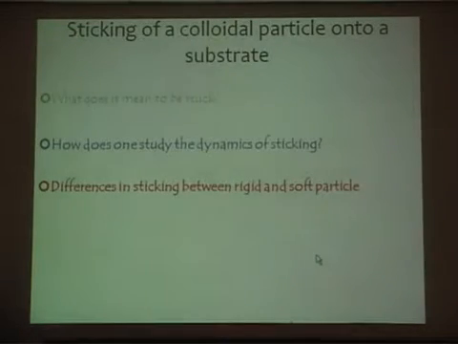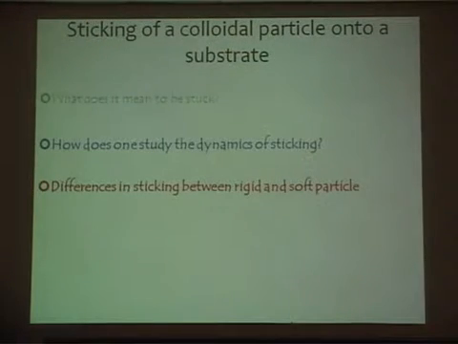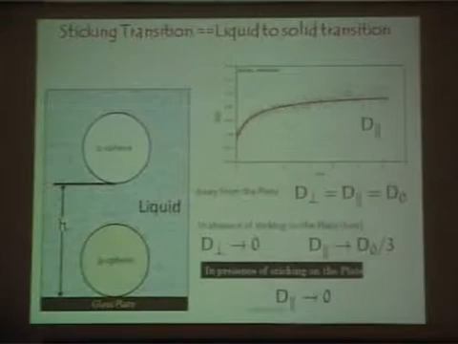You can ask questions like, what does it mean to get a particle stuck? How do I define that the particle has got stuck? How do you study the dynamics of sticking? And what are the differences between sticking of rigid and soft particles? What does it mean if I have a rigid particle, for example, metal on metal coupled by some glue, a crystalline surface, like epitaxial growth of one metal on another metal? So there are various parameters.